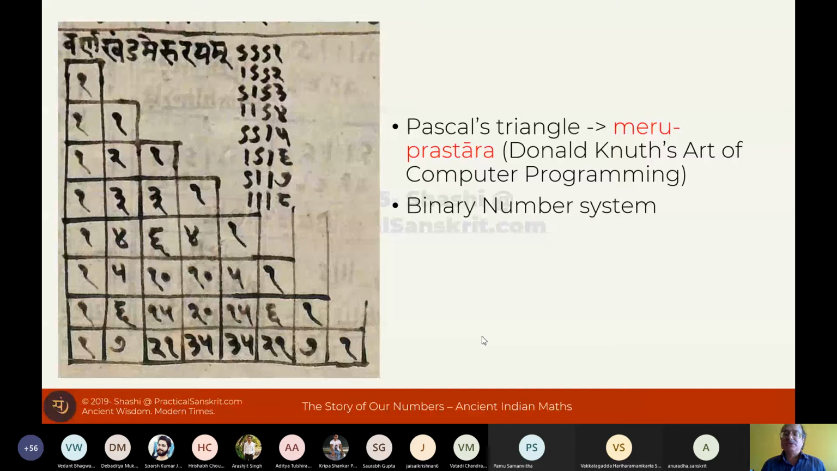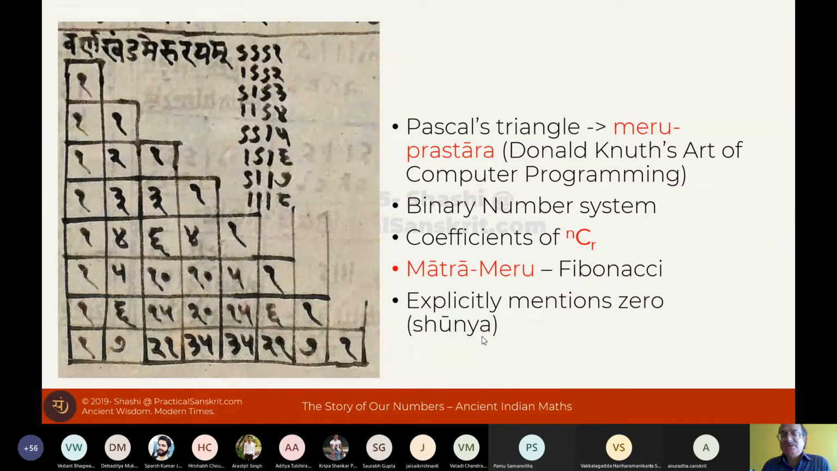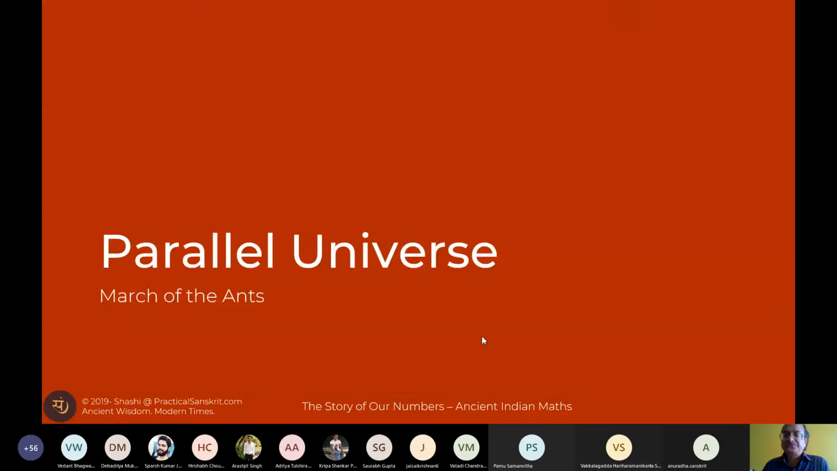And this is also a binary system, because when you're doing the Gana, the short and long, there are only 2 values, and similarly in binary numbers there's only 0 and 1. So there's a clear development of binary numbers. He even shows how to convert a given sequence number, like if it is the 5th one, how do you convert it into the pattern. He mentions that, which is basically division in the binary system. And these are also coefficients of nCr. So what you see on the left side is the Meru Prastar. He also mentions Matra Meru, which is the Fibonacci sequence. And he explicitly mentions 0, Shunya, in the process of how to convert a number into a binary pattern.